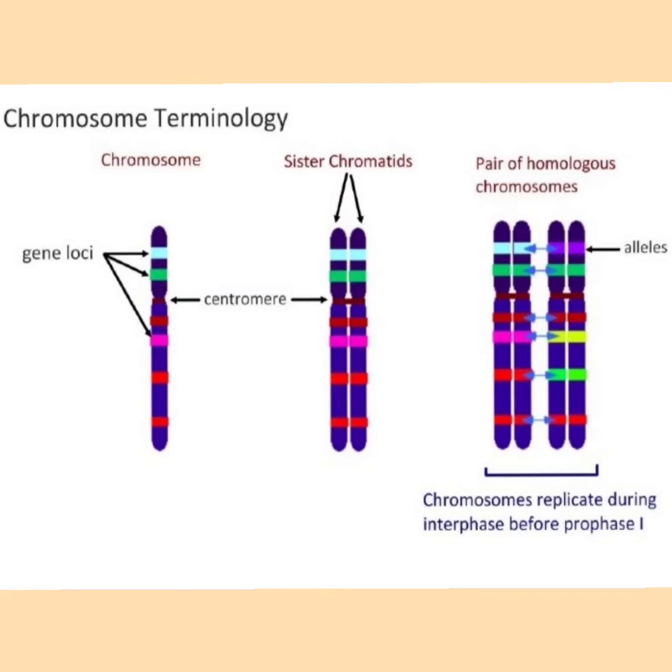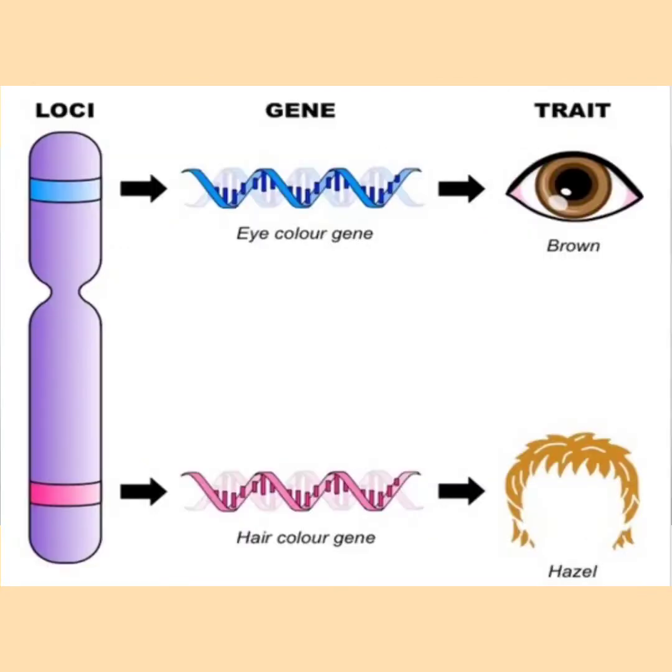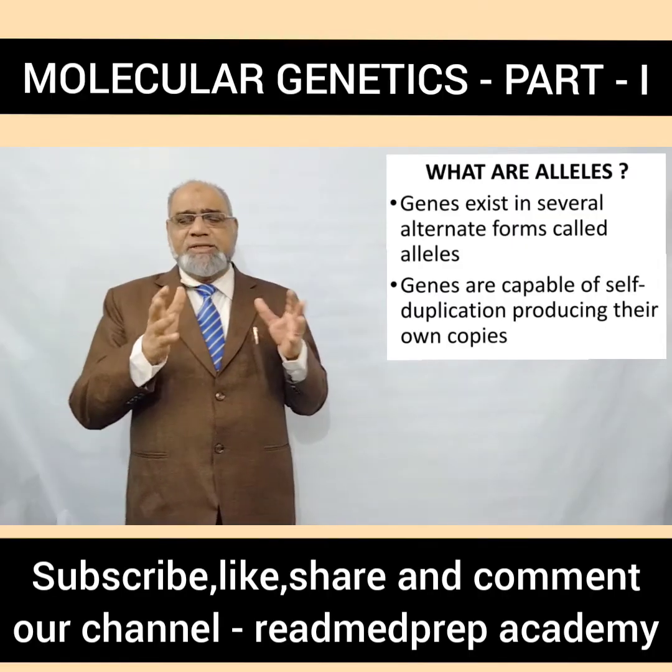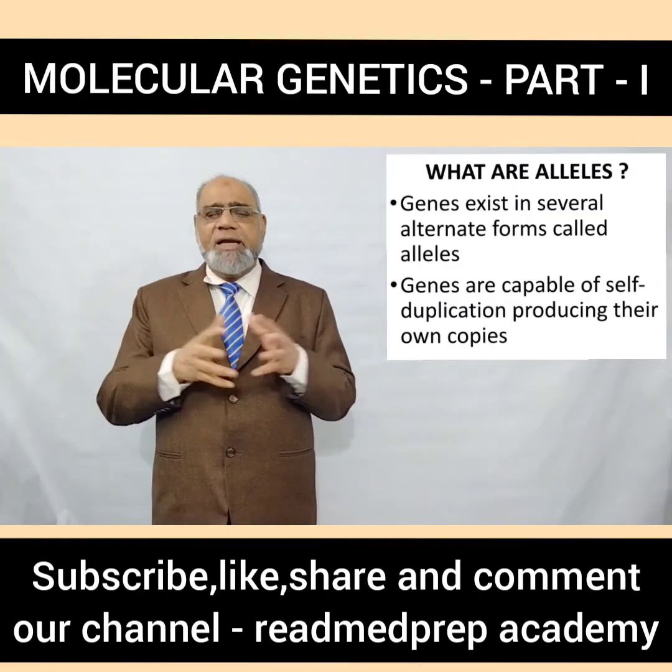During meiotic division, chromosomes replicate during interphase before prophase 1 and they form a pair of homologous chromosomes. The genes are located at specific loci. For example, you can see here that a gene located in the upper arm codes for eye color, which is brown. Similarly, a gene in the lower arm of the chromatid codes for hair color, hazel color of the hair. What are alleles? Genes exist in several alternate forms called alleles.